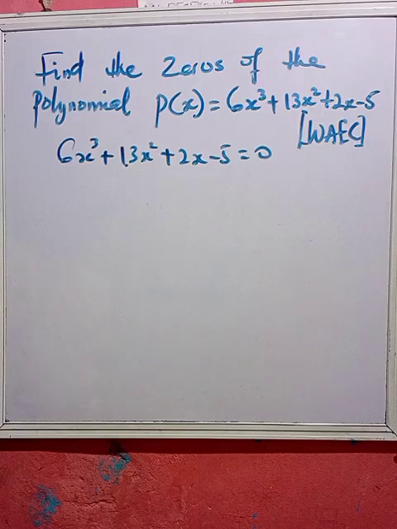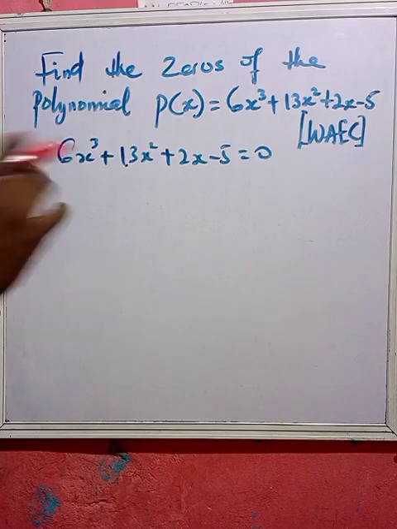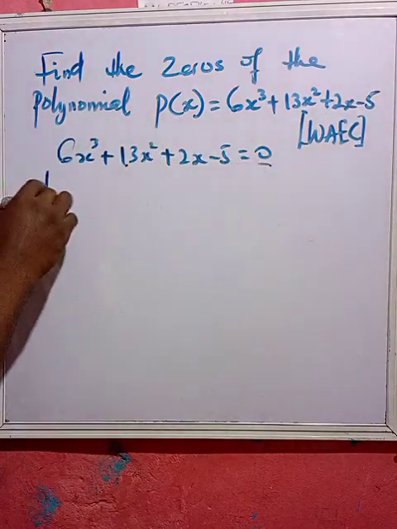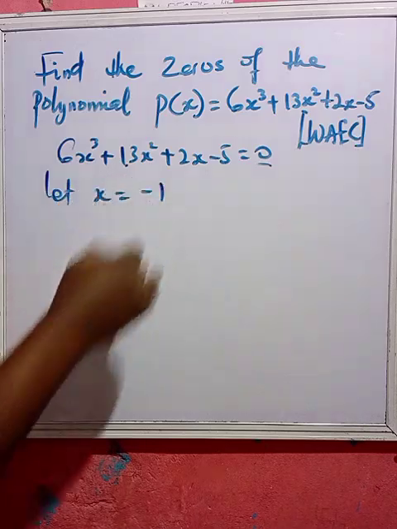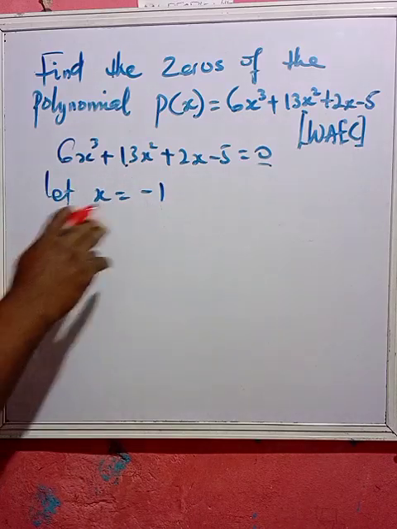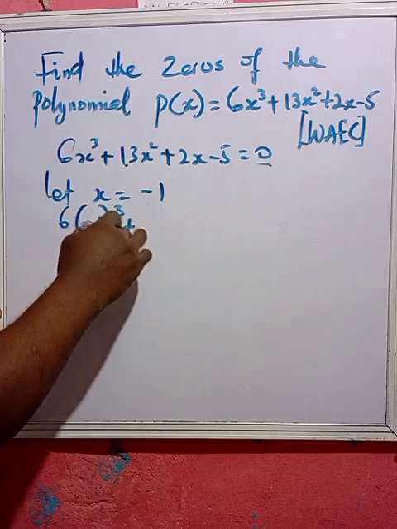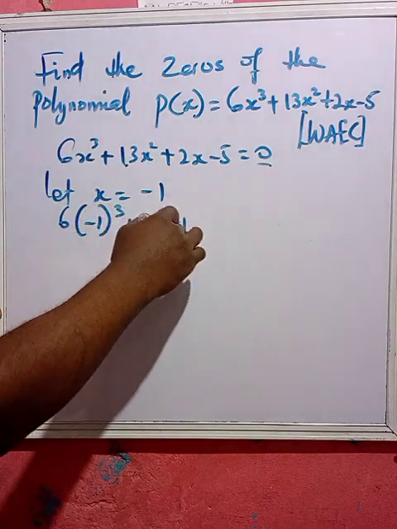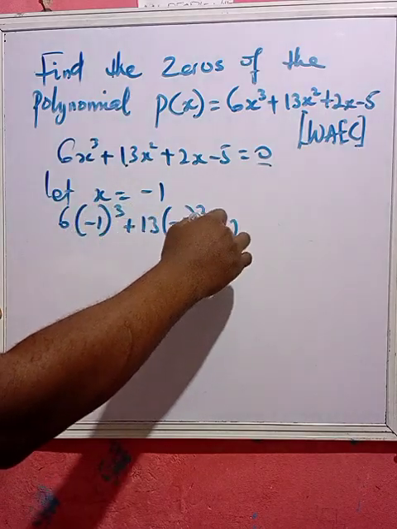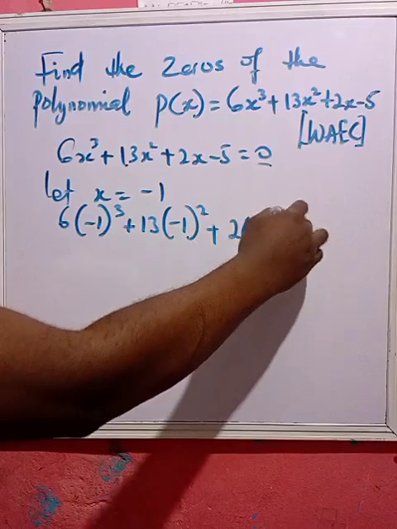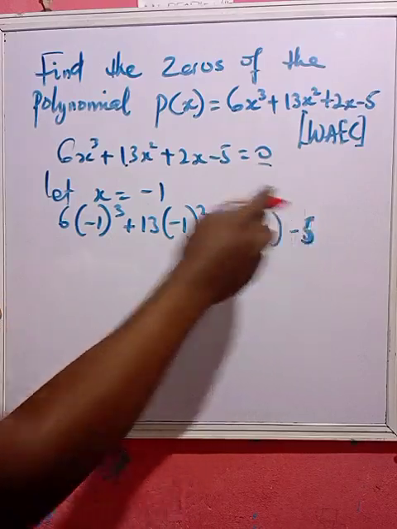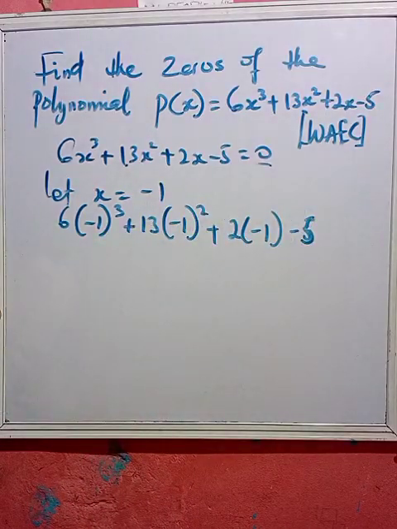Now, to get the first factor, we look for a number such that we input the number as x, and when we simplify, we should get 0. So let us just use x equal to minus 1. For instance, if we use x equal to minus 1, we have 6 into minus 1 cubed, plus 13 into minus 1 squared, plus 2 into minus 1, and then minus 5. This should give us 0 if x equal to minus 1 is a factor.